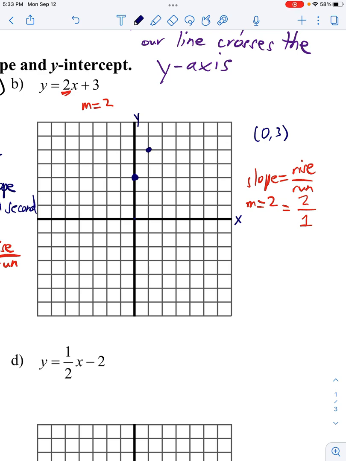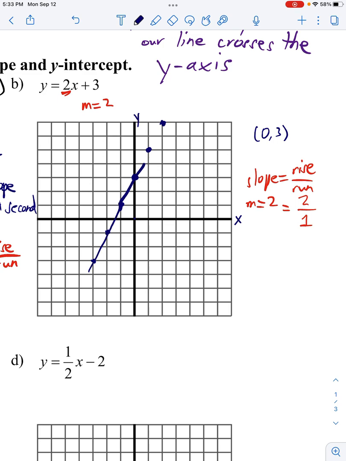Boom. Okay. So I want to make sure between all my points here, x goes up by 1, y goes up by 2, x goes up by 1, y goes up by 2, 1, 2, 1, 2, okay? It's like clockwork.